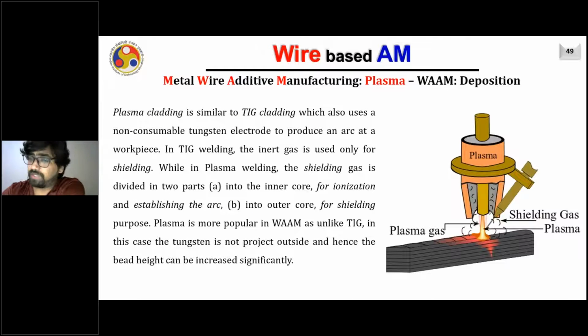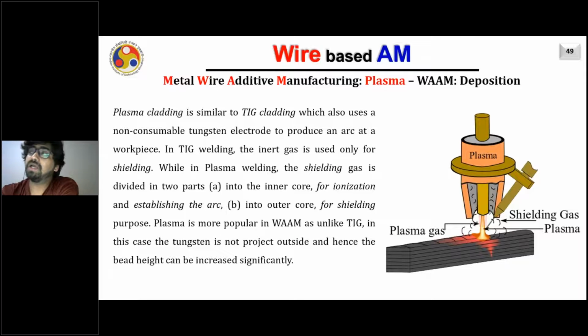Another variant of TIG welding is plasma. In the case of plasma, what happens? The tungsten is inside this nozzle, and this nozzle has a shield gas, that is argon, the inert gas, coming through, and the inert gas now has two purposes. One, of course, is to protect the melt pool, which is also called the shield part of this inert gas.